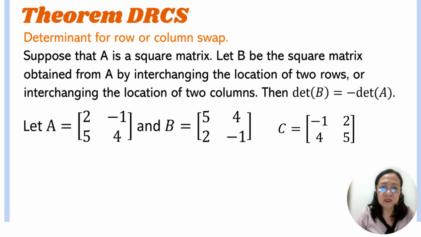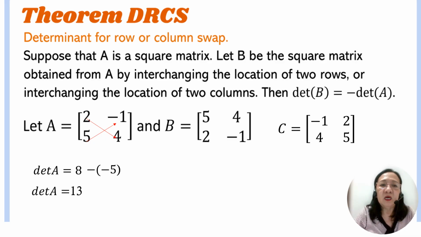Let us find the determinant of our matrix A. So multiply 2 times 4, that is now 8, minus, we have 5 times a negative 1, which is now a negative 5. So that is 8 minus a negative 5. So negative negative, that is now 8 plus 5. We obtain our determinant A is equivalent to 13.